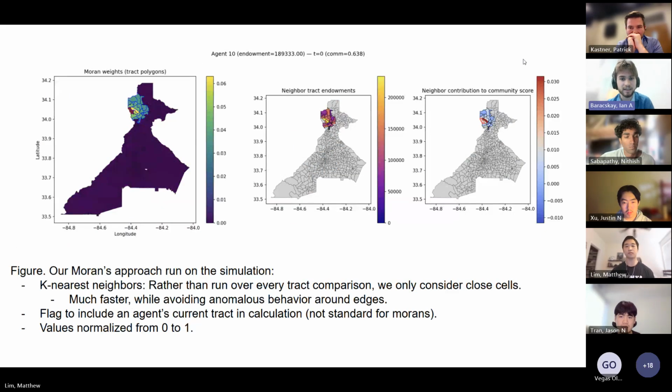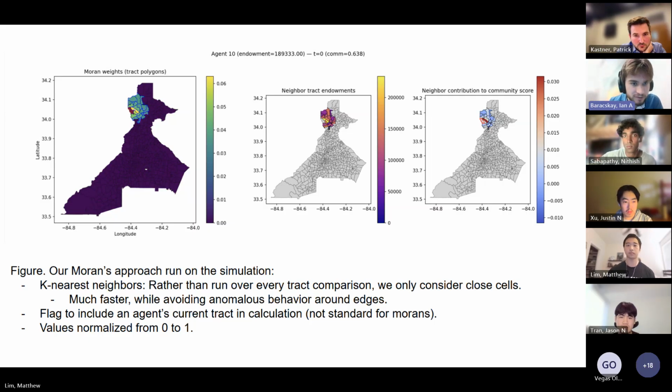So specific to the actual model, I have the three pictures. The one on the left is the census tracts. The census tract in red is the tract that the agent is currently in, and then the ones that are colored are the tracts we are considering for our Moran's. So rather than run spatial autocorrelation on every tract to every other tract, which would be slow, we take k nearest neighbors. In this case, we're taking the 20 nearest neighbors to the agent's current tract, and we apply a decay to that. So that's where the color grid comes from.